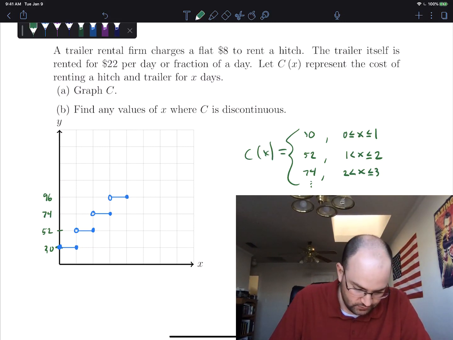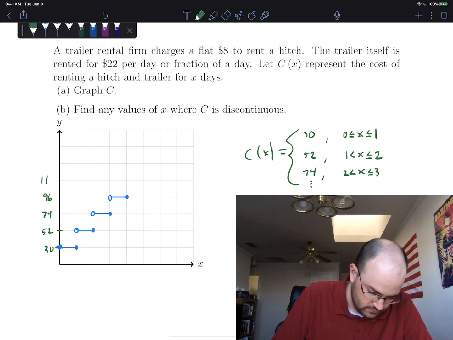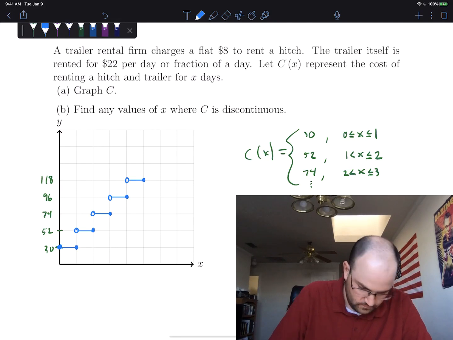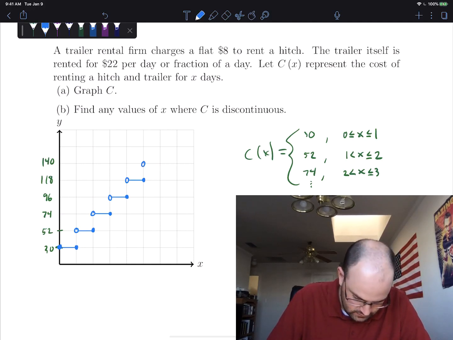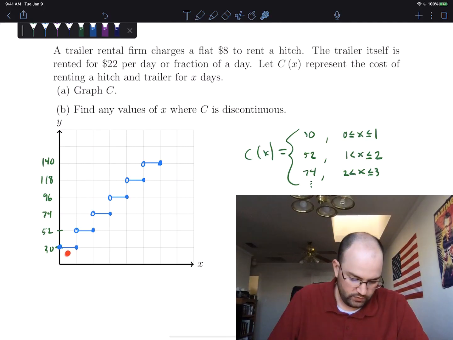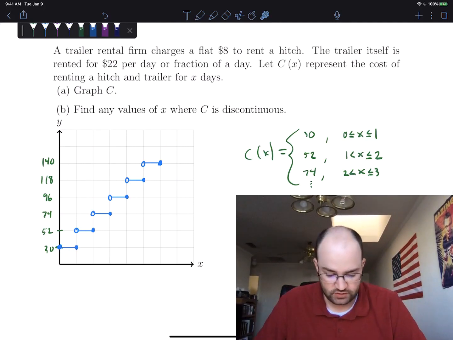What's that plus 22? 118? And plus 22 would be 130? No, 140. And so on and so forth. It just keeps going. So here would be our function, graphed.